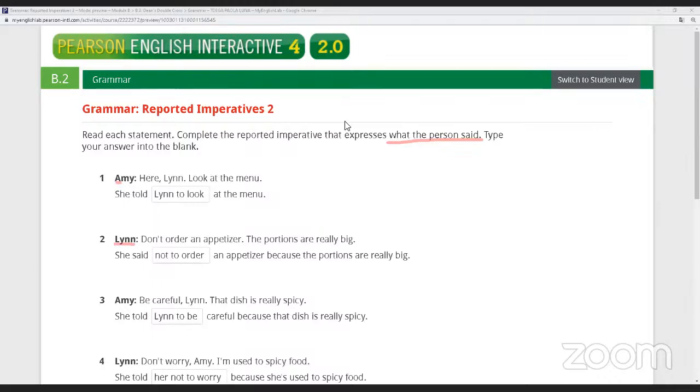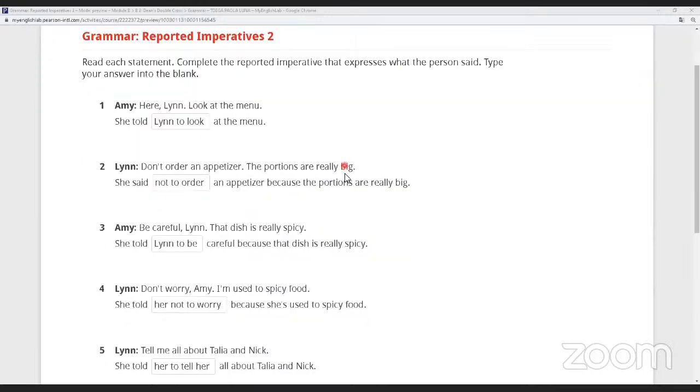Yes, it's okay. Sometimes the reported imperative is not difficult, but it's confusing sometimes, right? Because of the person, especially in this kind of exercises, it's kind of difficult to know who is the person who said the instruction, the advice, right? But it's only a thing of thinking, right? And yes, that would be right.